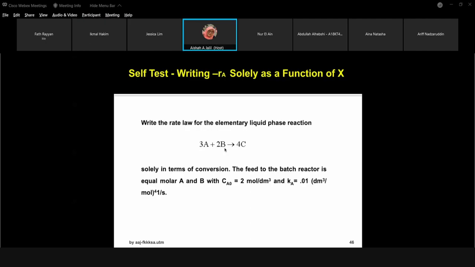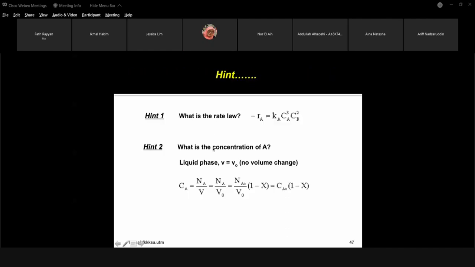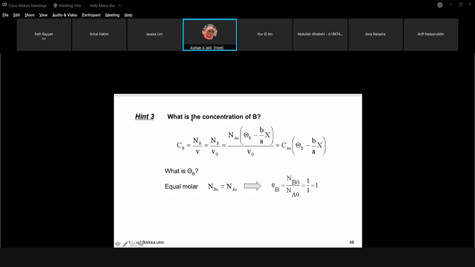So be careful, if the question has a sentence like this one, equimolar for both, which one? For the concentration of B, why do we have to know which is the limiting reactant? Because for CB, you have to know theta B minus b over a times A. You have to divide by A, the limiting reactant, so you have to determine it first. CA is given to you. Theta B is also given in the question.